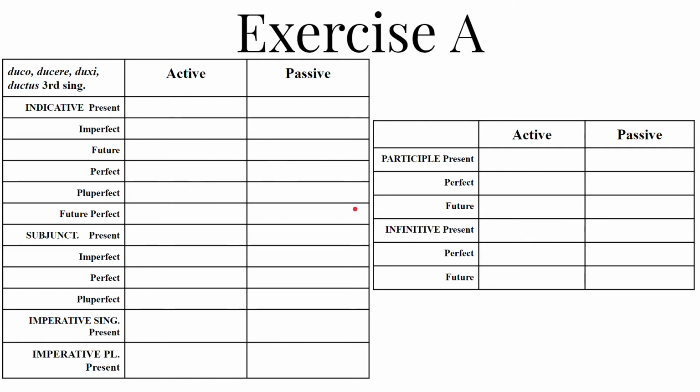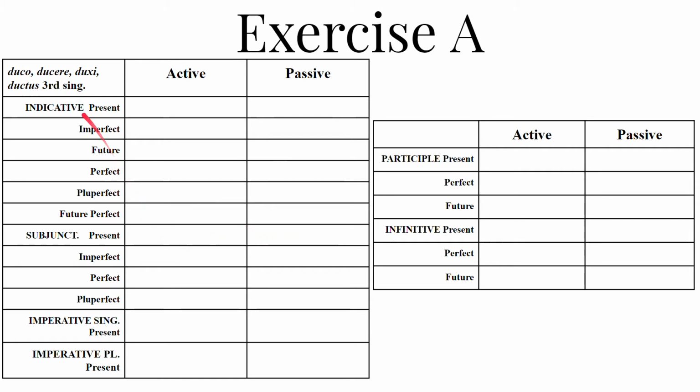For the present subjunctive, third conjugation, the stem is duc, add an A, so duca, and then add the personal ending: ducat. D-U-C-A-T. The present active indicative is D-U-C-I-T. The future is D-U-C-E-T. Present subjunctive D-U-C-A-T. Passive is ducatur.